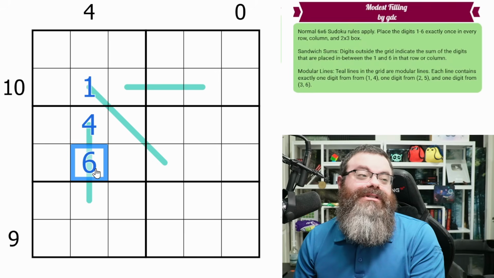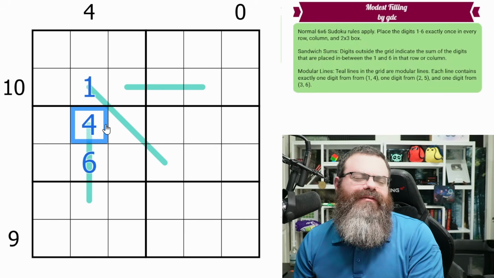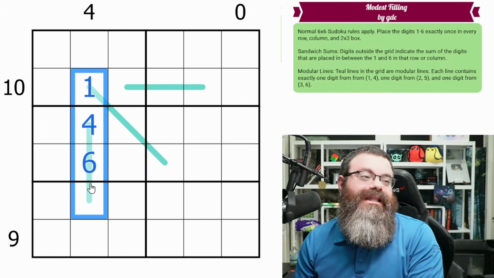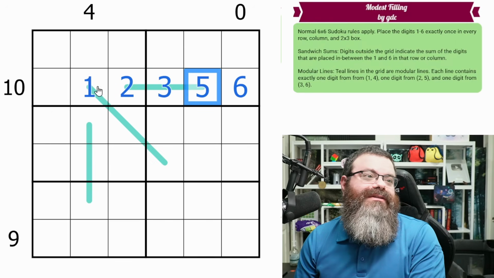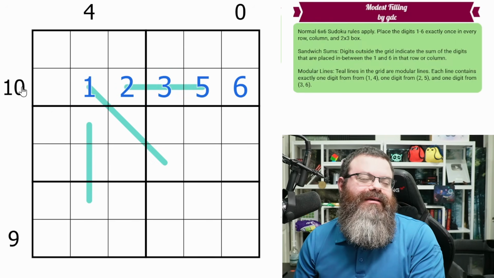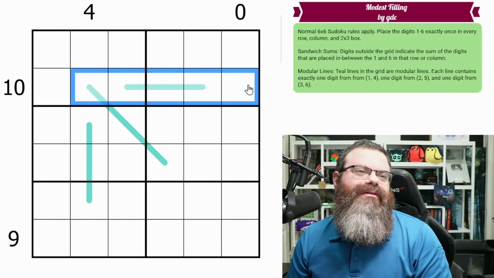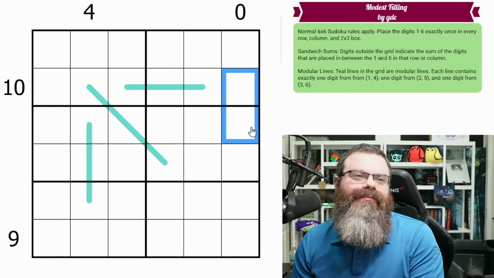So in this case, 1, 4, 6 would work because in between the 1 and the 6, we have the 4. The sum of the digits is 4, and so we get that 4. For this 10, maybe the 1 would be here and the 6 would be here, and we could do, say, 2, 3, 5. And so in between the 1 and the 6, we see 2, 3, 5. That adds to 10. That works. The 0 just means they're next to each other. There's nothing in between them, so the sum is 0.